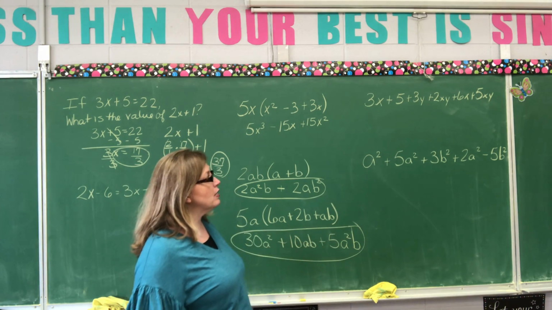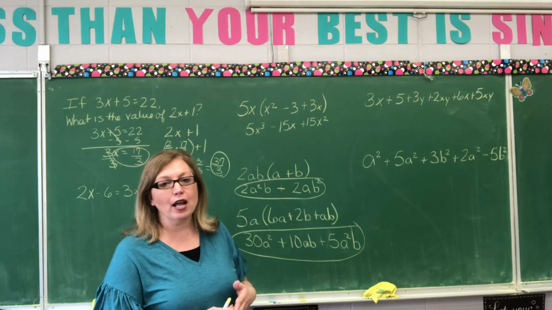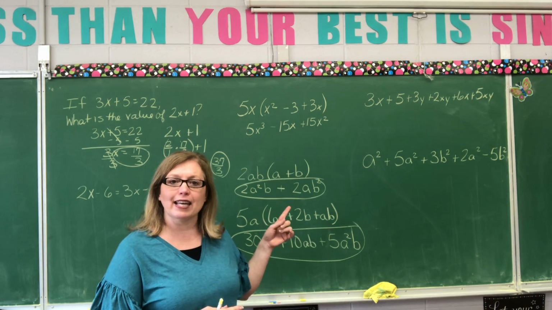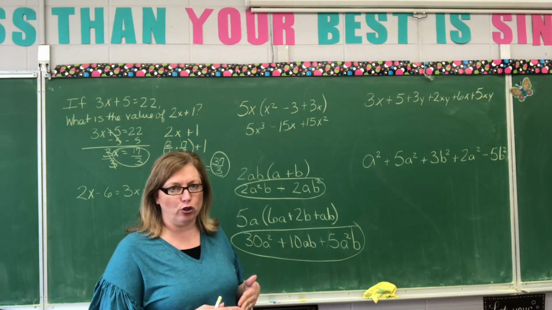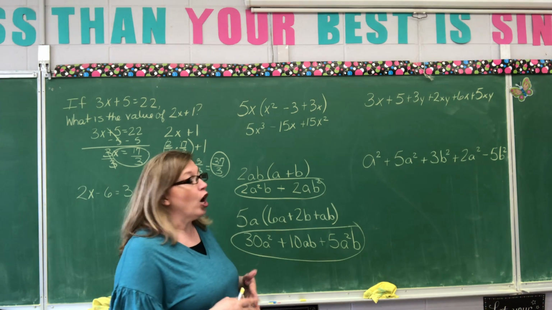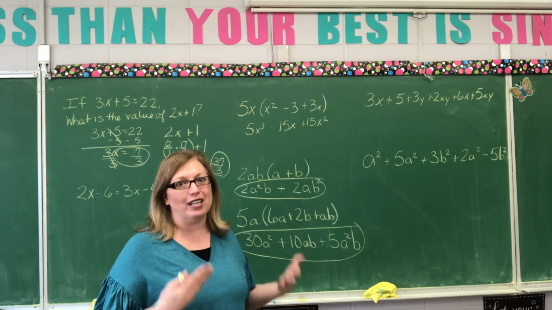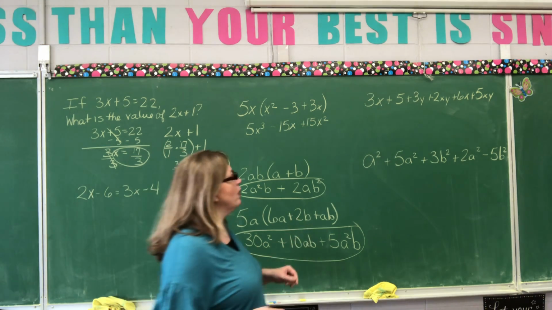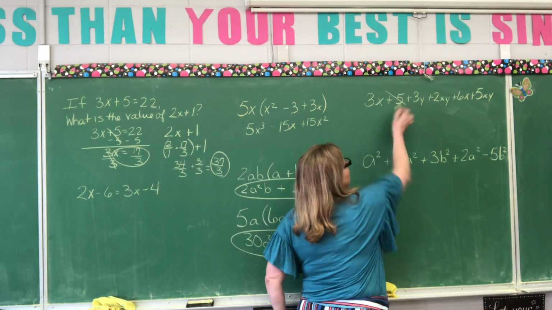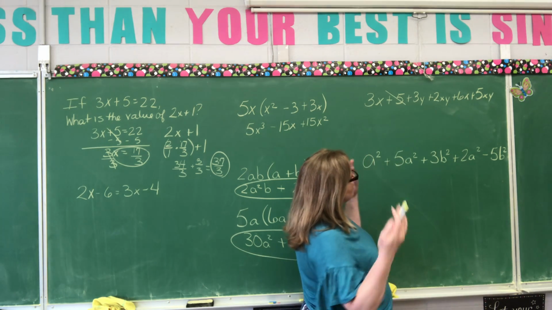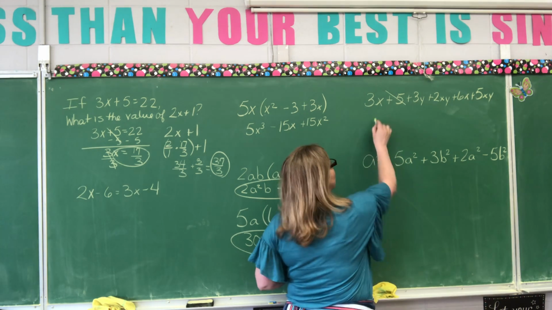Okay, let's look at this next one up here at the top. We're not distributing here. In this case, we're going to add like terms. Our book teaches us the first thing we want to do is find the constants, the things that are the easiest, just straight up numbers. So we have 5, and that's it. Okay, so we have a 5.